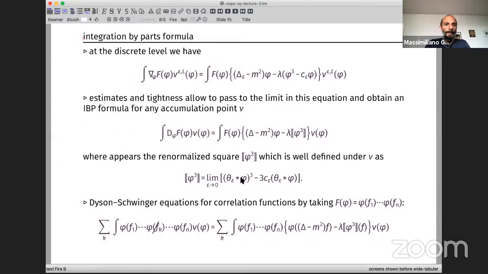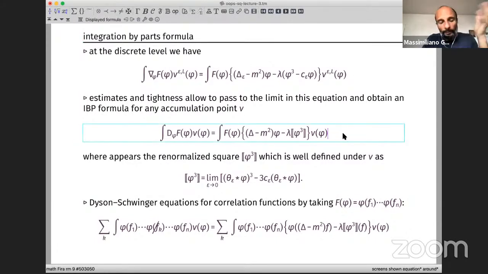You can do it. And then I'm interested in this cube because, let me just, I have maybe 5 minutes, I will use 5 minutes more, sorry. Why is it interesting? Because essentially it allows you to pass to the limit in the integration by parts formula. So what is the integration by parts formula? Well, it's what I'm saying.